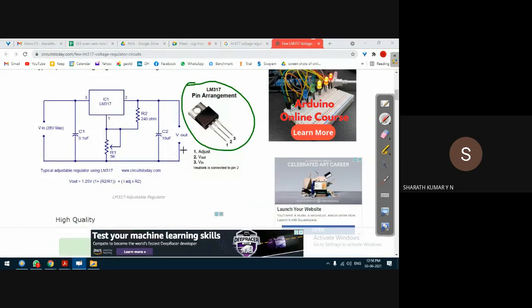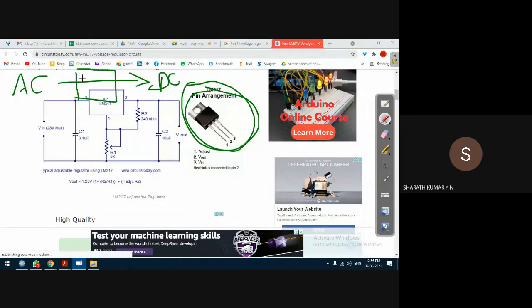Wherever there is a necessity of conversion from AC to DC, there will be what is known as a regulator. First AC to DC is converted using a rectifier circuit, a diode rectifier circuit, that is further stabilized using voltage regulators, which are called DC voltage regulators. It's a 3-pin device.